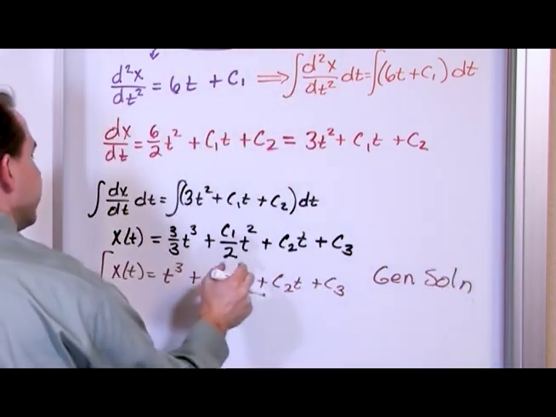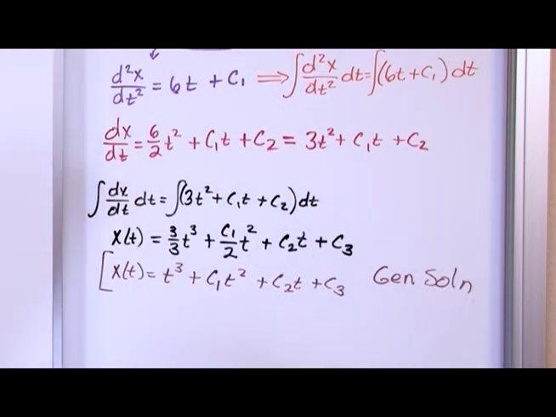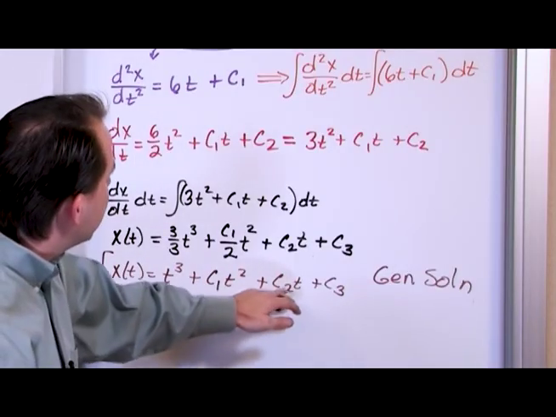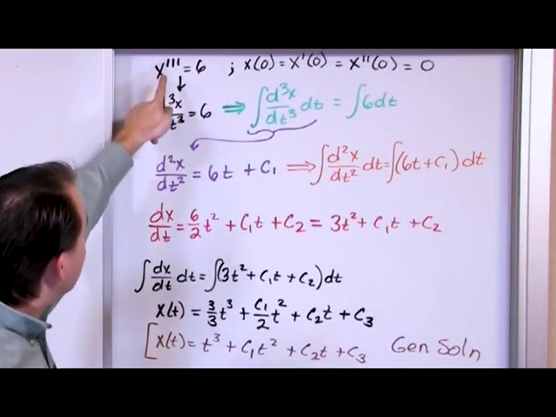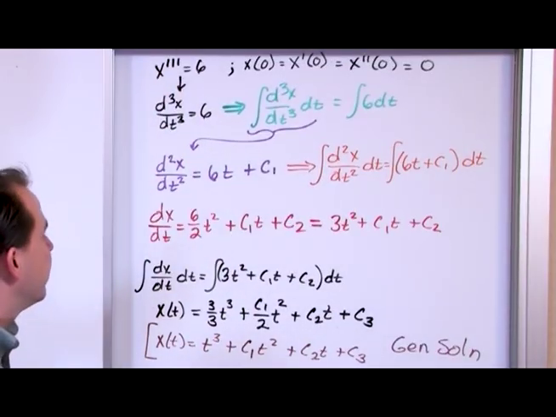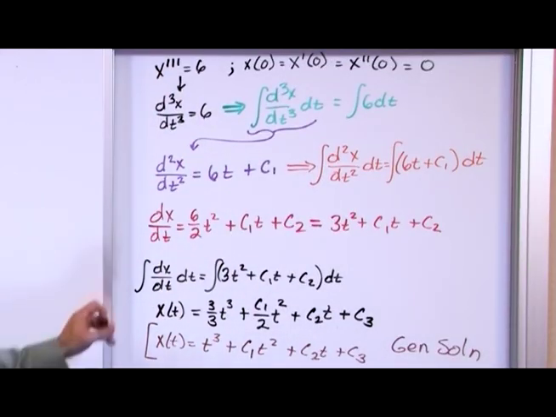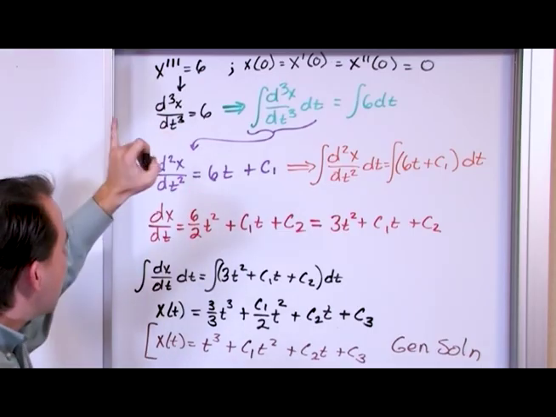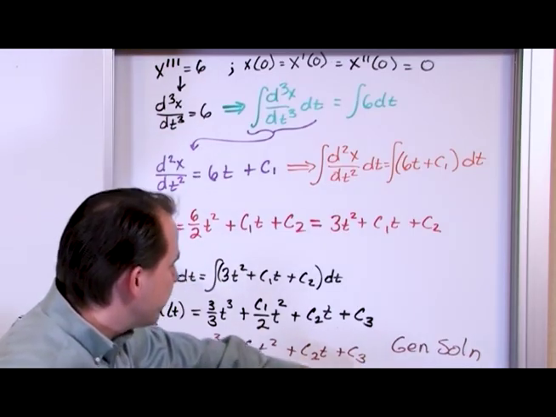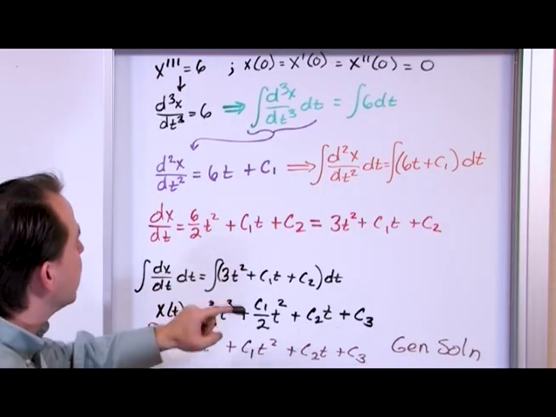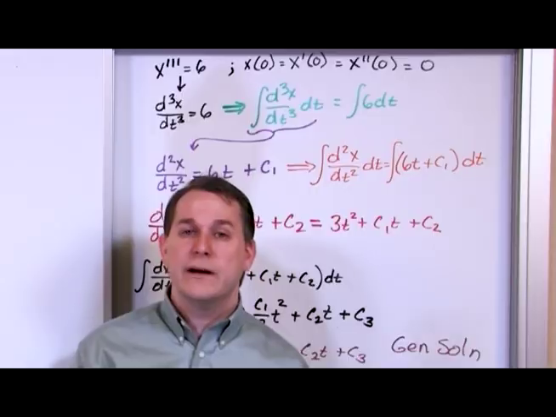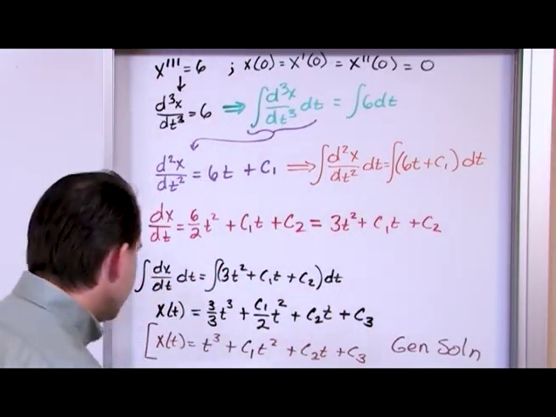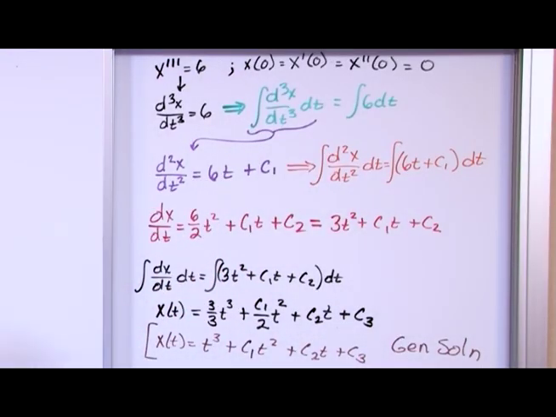We have 3 constants of integration. And notice for every problem that we've done, we have as many constants of integration as we do initial conditions, which also is equal to the order of the differential equation. You're going to see this over and over again. Whatever the order of the differential equation you have, that's as many constants as you're going to have in your general solution, and that is also as many initial conditions as you need to solve for the specific solution. So t cubed plus c1t squared plus c2t plus c3, that's the general solution.